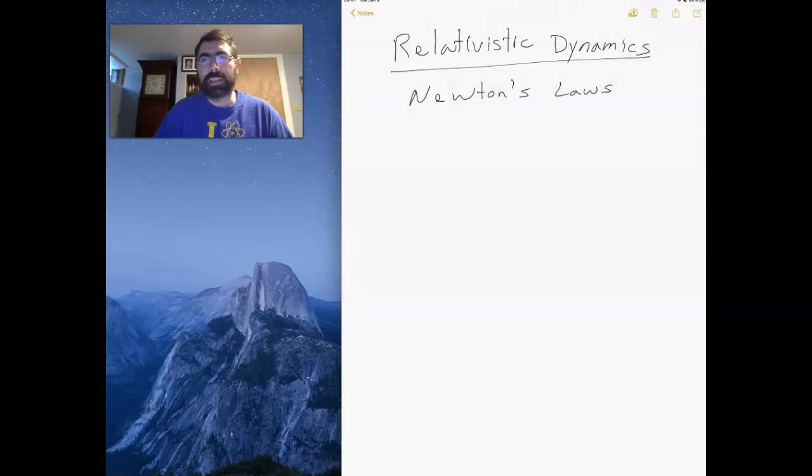What I'd like to talk about now is relativistic dynamics, or essentially Newton's laws. So up to this point, we've talked about momentum, energy, kinematics, but now let's try and incorporate what we know about Newton's laws.